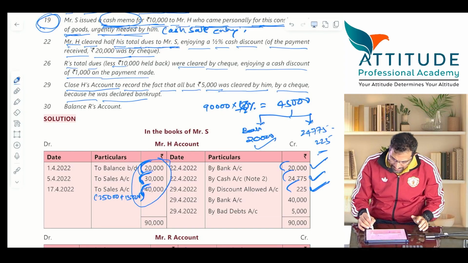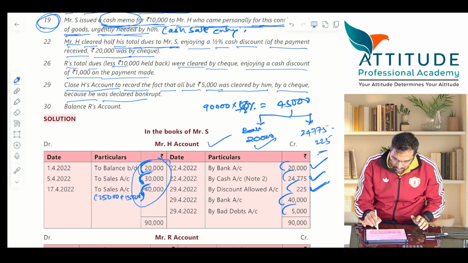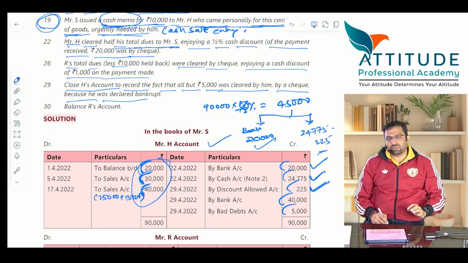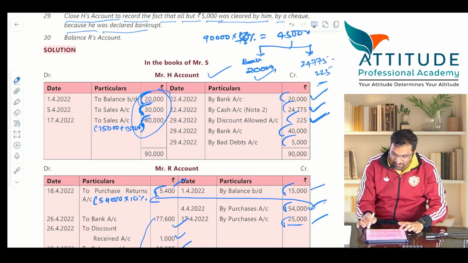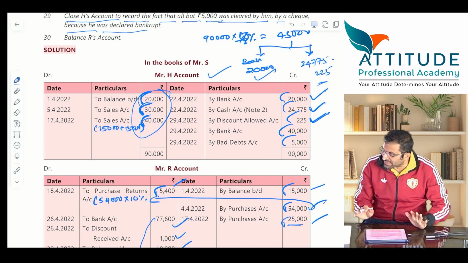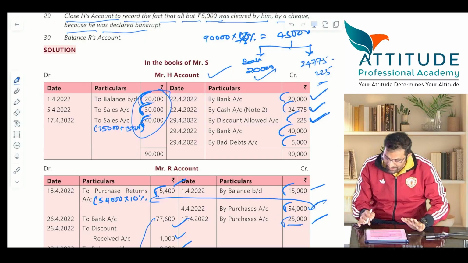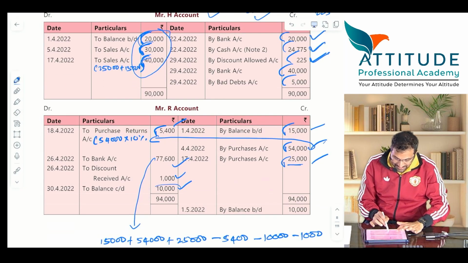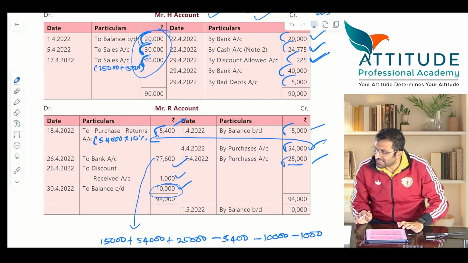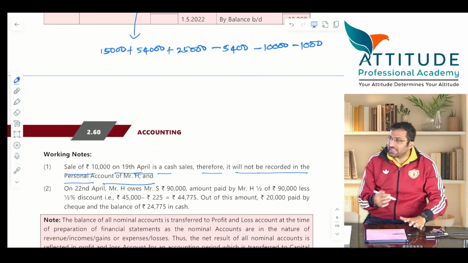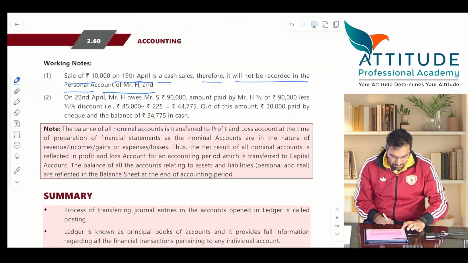So entry will be bank account debit, bad debts account debit to H. Balance close. दोनों का बैलेंस क्लोज नहीं होता, सिर्फ एच का बैलेंस क्लोज हो रहा है. There is no balance left because he has become bankrupt. Remaining balance is also debited to bad debts. इधर बैलेंस आता है 10,000 क्योंकि सम में दिया है 10,000 is left. I hope it is clear. Mark this sum as important.